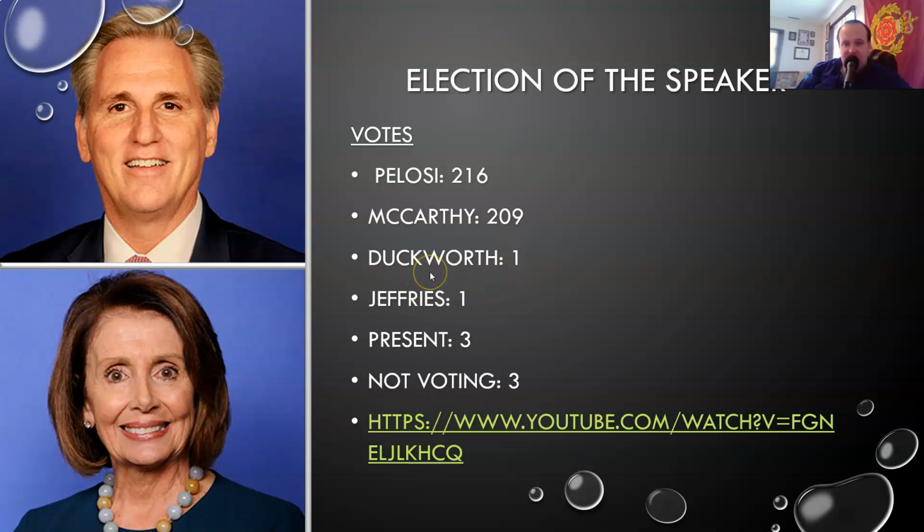But this goes to what I was saying, though. Tammy Duckworth, our senator, received a vote. So did Hakeem Jeffries, who was another representative. Three just voted present. Three didn't bother to vote. But the election of the speaker is the first vote that is cast in a new Congress. The speakership is an enormously important and powerful position. They influence all sorts of legislation, determine what comes onto the floor and what doesn't, and have a big say in committee assignments. It's powerful. And obviously, they're second in the line of succession after the vice president to the presidency as well.